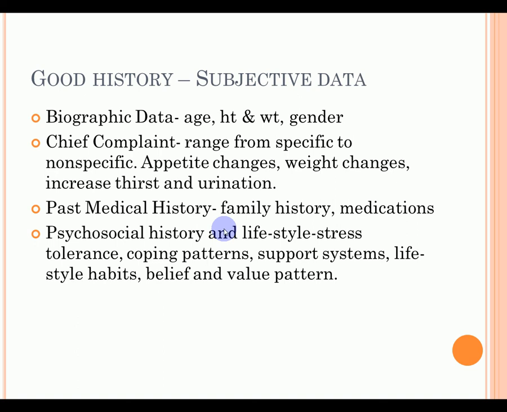Past medical history, family history, what kind of medications have they been on? Psychosocial history and lifestyle stressors. Looking at coping patterns, support systems, belief and value patterns, because all of those things that we're talking about here can have an impact on your blood sugar level.